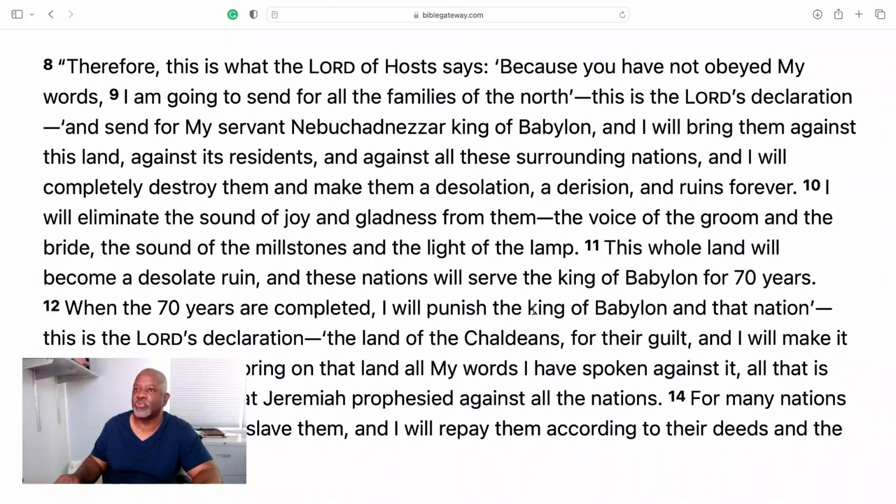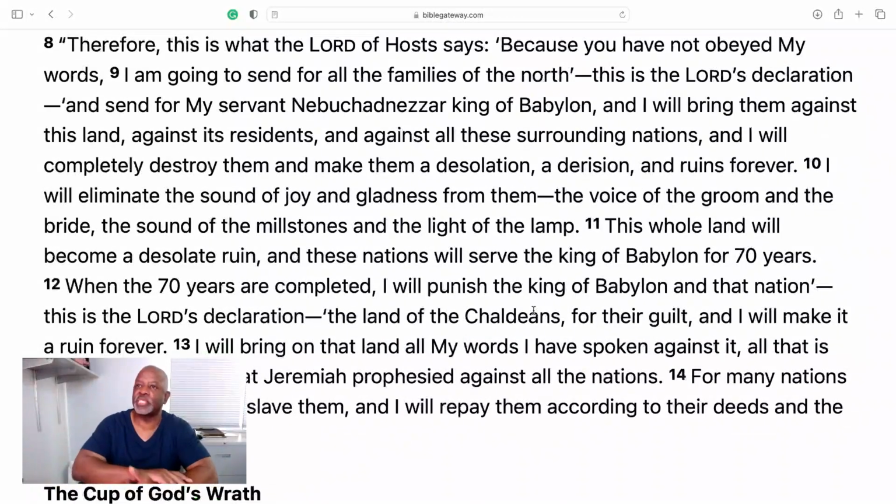I'll start reading at verse 8. Therefore this is what the Lord of hosts says: Because you have not obeyed my words, I'm going to send for all the families of the north. This is the Lord's declaration. And send for my servant Nebuchadnezzar, king of Babylon. And I will bring them against this land, against its residents, against all of these surrounding nations. And I will completely destroy them and make them a desolation, a derision, and a ruin forever.